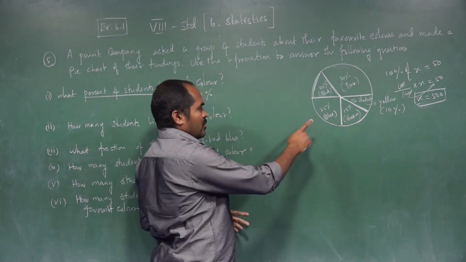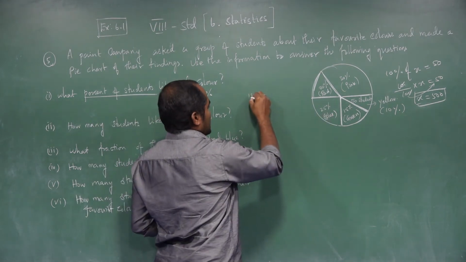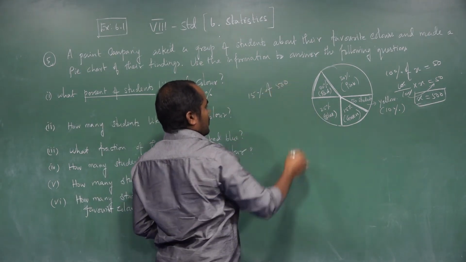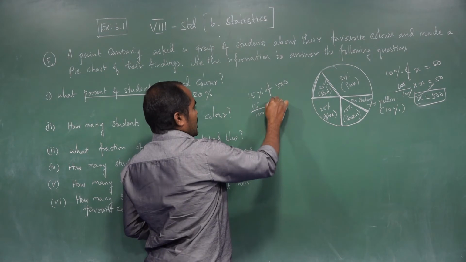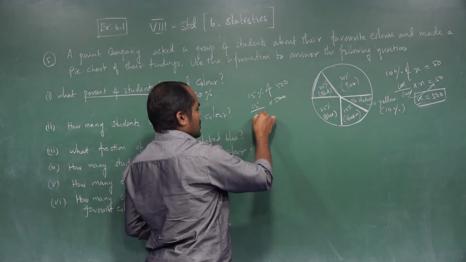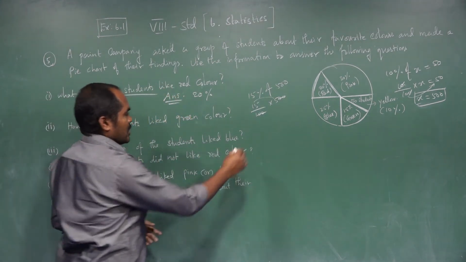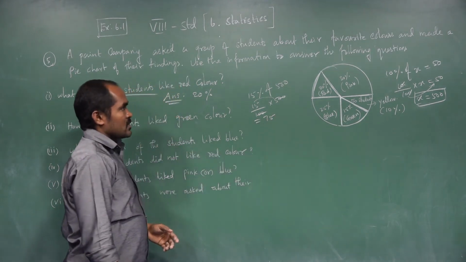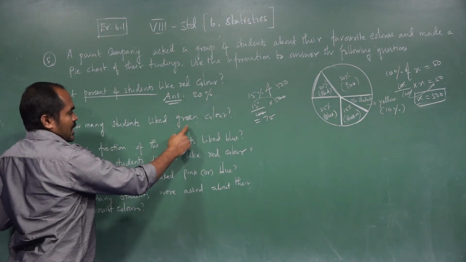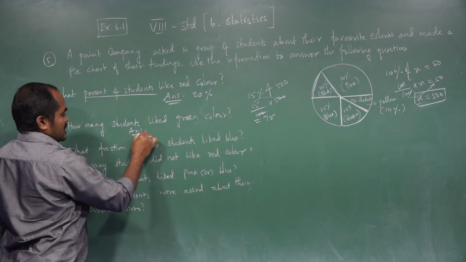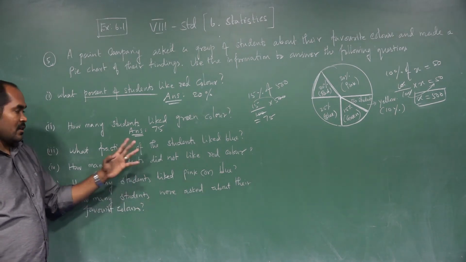Out of 500, 15% have green as their favorite color. So we want to find 15 percent of 500. So 15 by 100 into 500. Zeros cancel. 5 into 15 is 75. So 75 students' favorite color is green. So how many students like green color? The second question answer is 75.